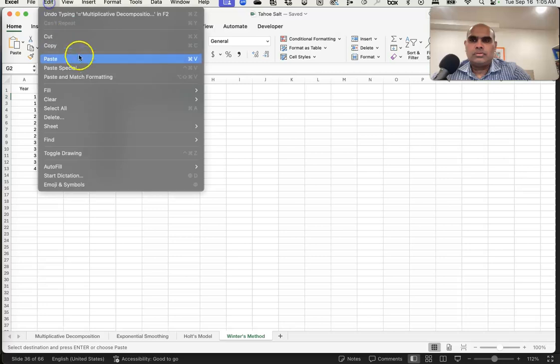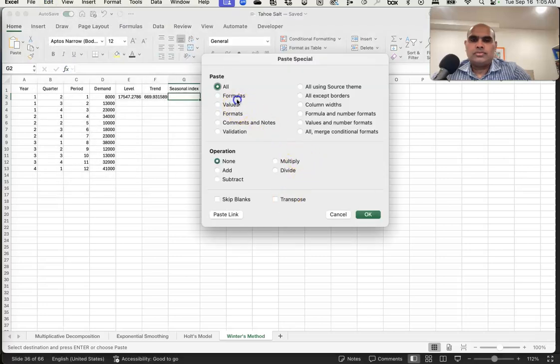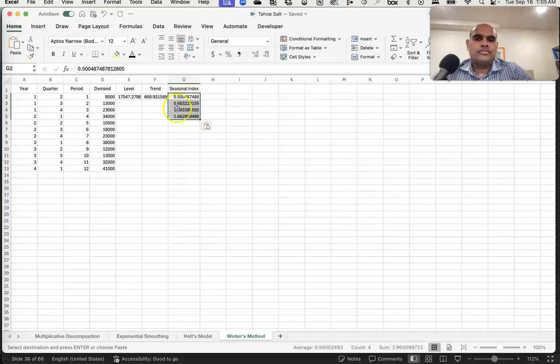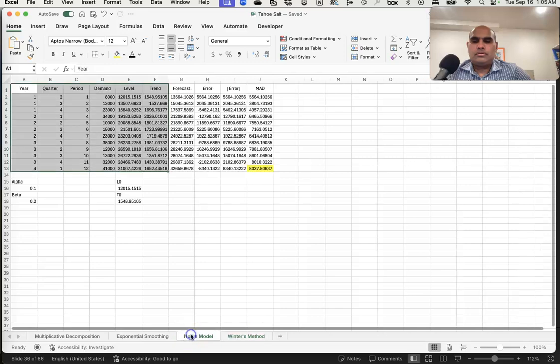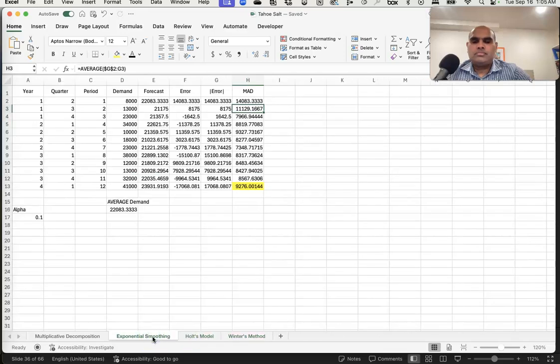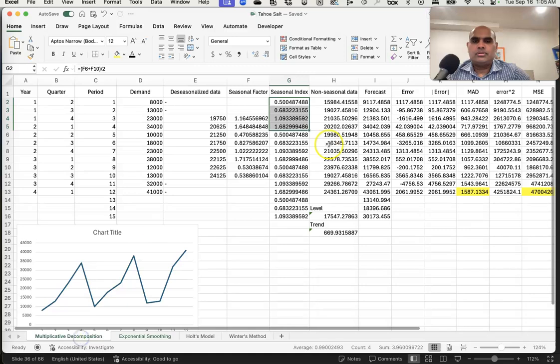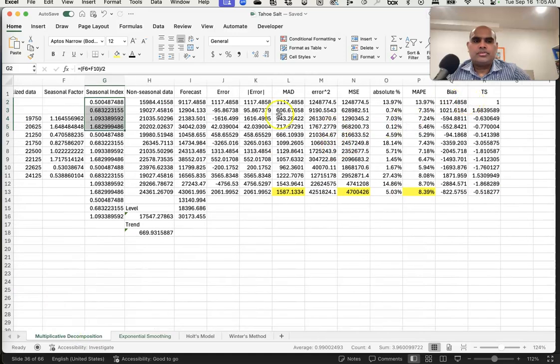Just going to place the values. So I have my first set of seasonal indices. Then I can get the forecast, which is level plus trend times the seasonal index, right? 1001, 9117. It's definitely closer. I guess this is the closest because this will also be 9117 exactly. Yeah, that's right.